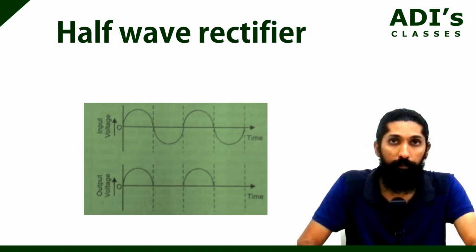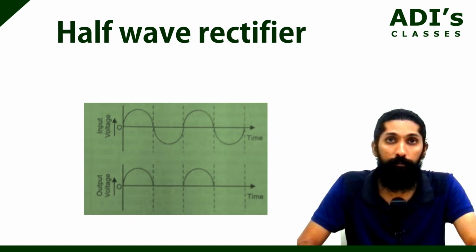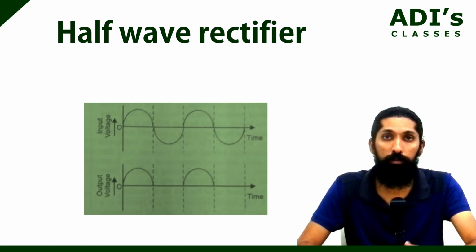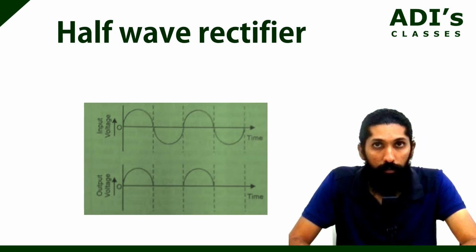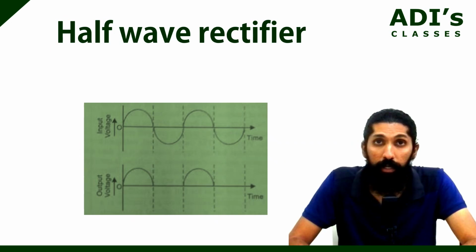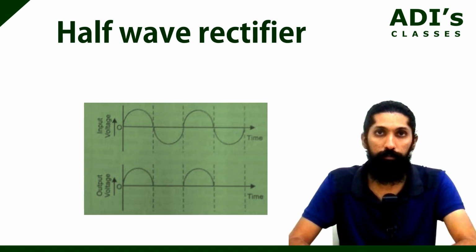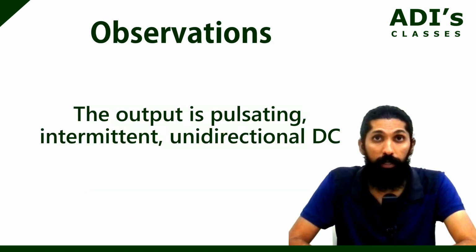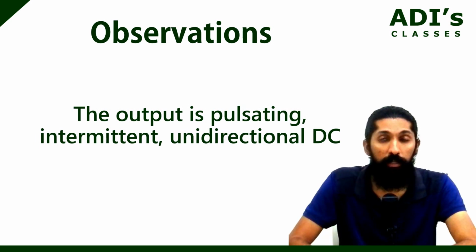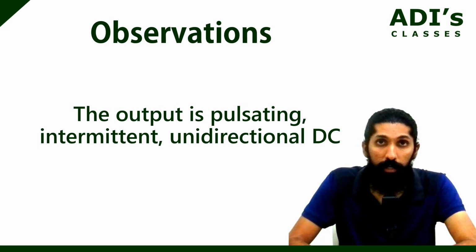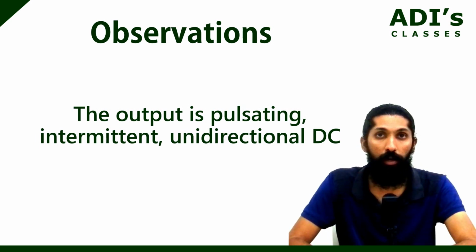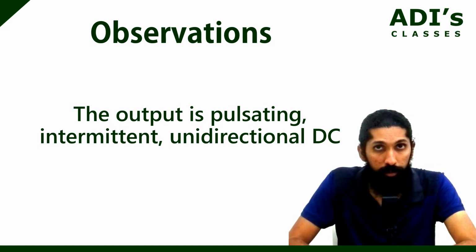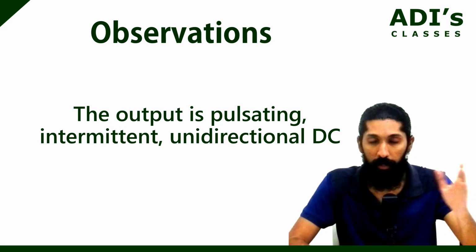After pulsating, we have intermittent. It comes and goes. Third, we have unidirectional. It goes in one direction. That means the current we get is pulsating, intermittent, unidirectional DC. This is the first observation we can make with the help of this graph.